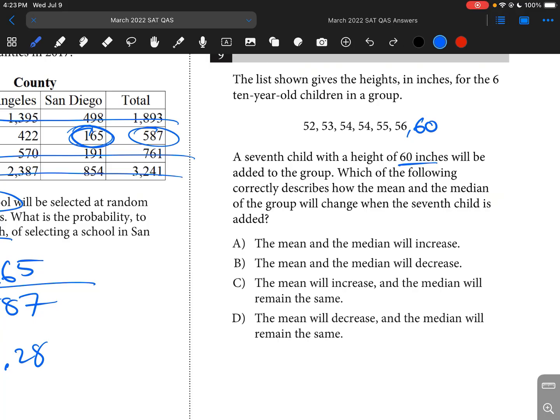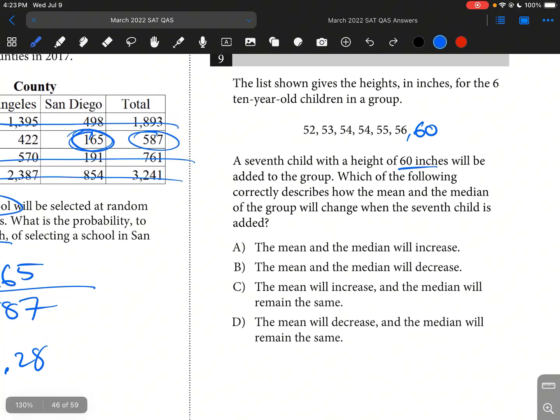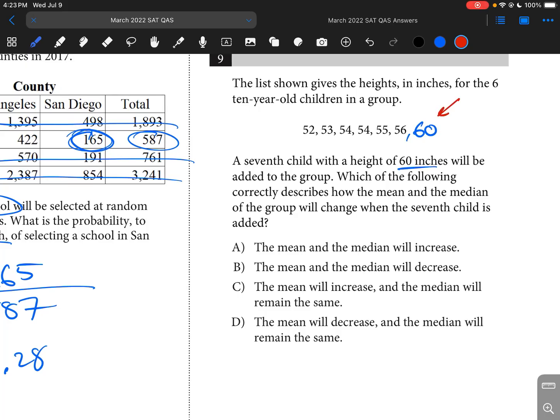Which of the following describes how the mean and the median will change? Okay, well, we know that the mean, which is the average, has to go up because now that you added a larger number than any other value seen here, the average has to go up. So it can't be this one, and it can't be this one. So how will the median be?